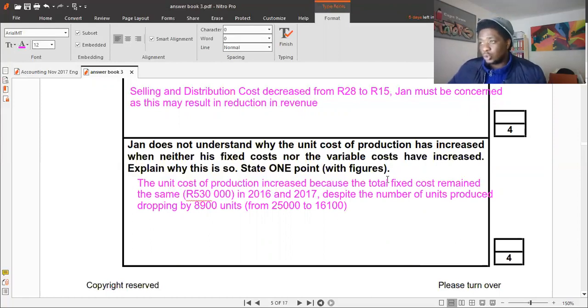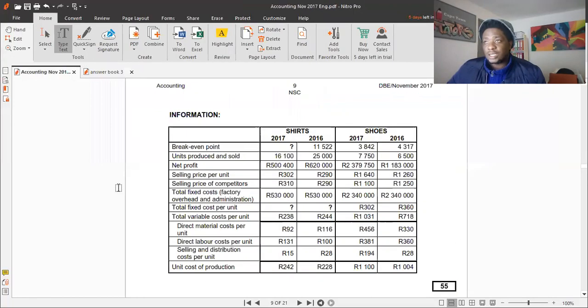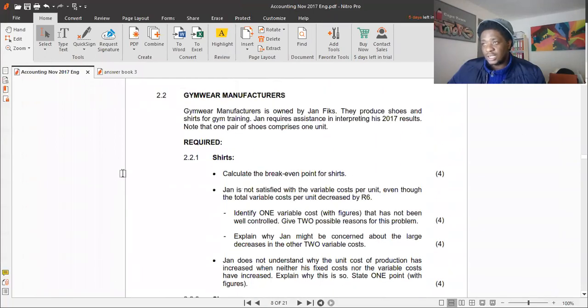So you want to make sure that as you're making your point, you are also quoting real numbers that you're getting from the scenario. And now we've finished our questions that relate to shirts.